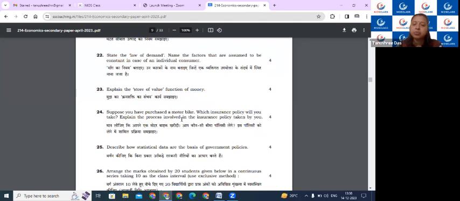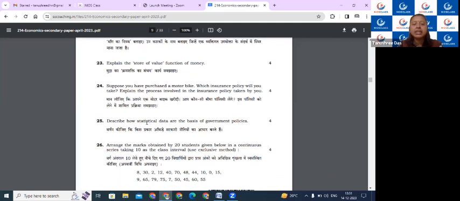Suppose you have purchased a motorbike. Which insurance policy will you take, and explain the process involved. So you have purchased a motorbike, so you will be taking automobile insurance. First of all, you need to insure your vehicle, that is the motorbike, with an insurance company, and then you need to complete all the essential documentation. Then the payment of the premium will be fixed.